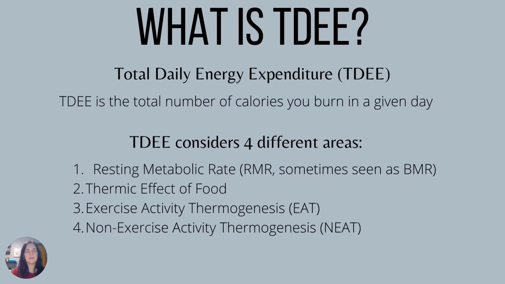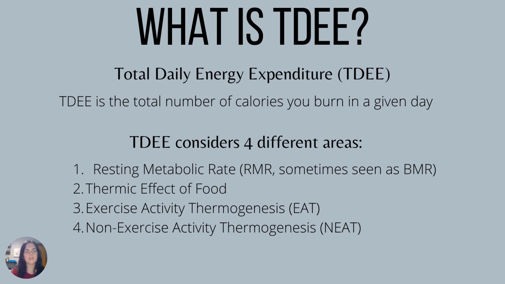So TDEE stands for total daily energy expenditure. This is your total number of calories that you burn in any given day based on your lifestyle, based on your genetics, based on all kinds of different variations, which we're going to talk about in a little bit. So it considers 4 different areas.